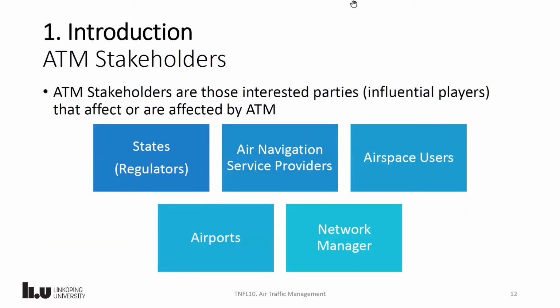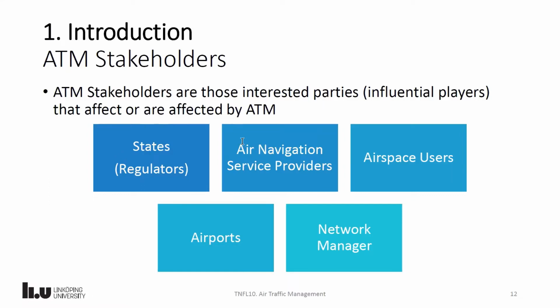So we will continue with the ATM stakeholders. So what are ATM stakeholders? They are the interested parties or influential players that affect or are affected by ATM. Basically, they can be grouped into these groups over here, which are first, states. States play an important role in ATM because they will be the regulators of air traffic over their territory.